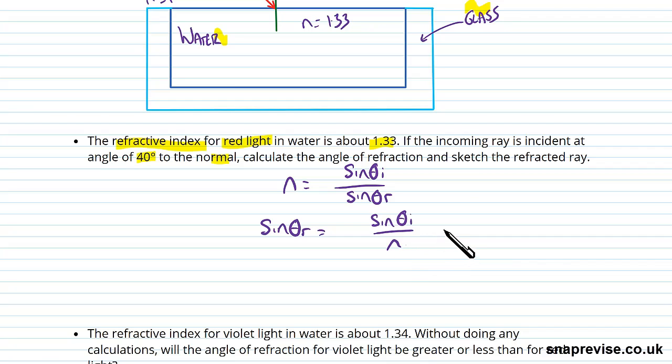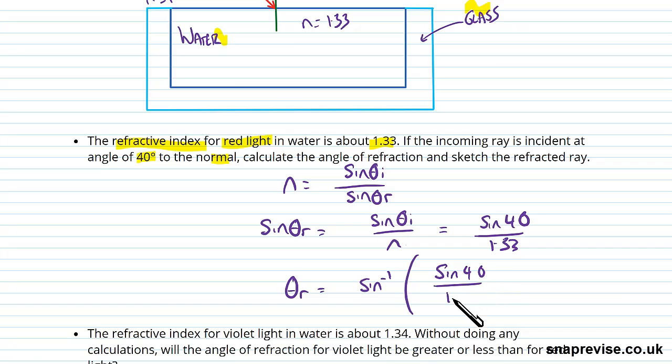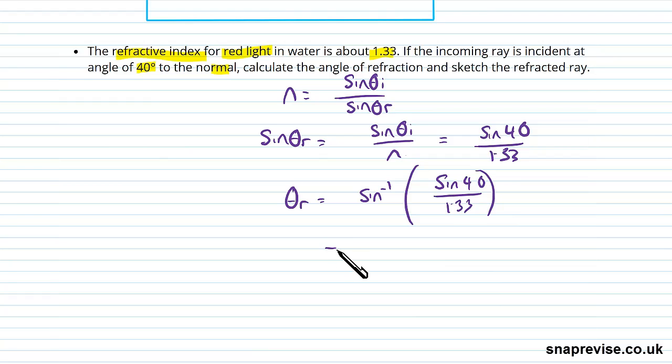But we're given that i is 40, so that's going to be sine of 40, and n is about 1.33. So theta r is just going to be the inverse sine of that, which is sine 40 over 1.33. So it's the inverse sine of, well, actually, let's work out what that is in brackets. Normally with a calculator, you would calculate this number here, and then in one calculation take the inverse sine of it and get the answer. Just so that we can see the kind of numbers cropping up, we'll work out what that is.